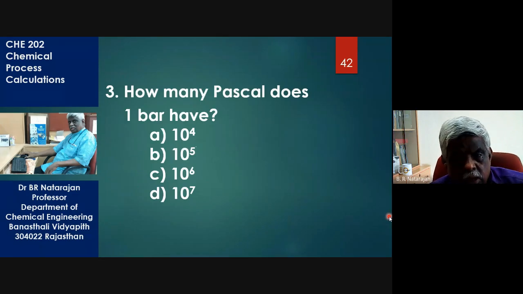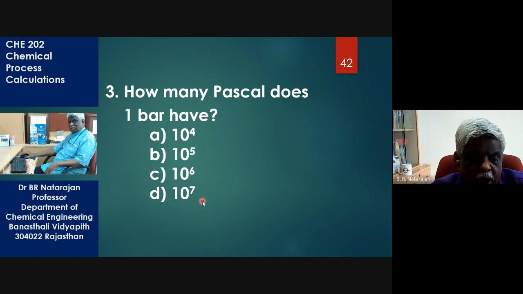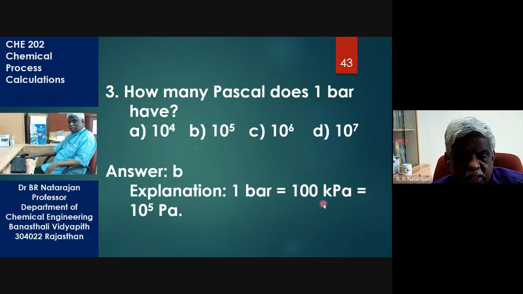One more you see. How many pascal does a bar have? 10 to the power 4, 10 to the power 5, 10 to the power 6, or 10 to the power 7? Again, you know that 1.013 bar is 1 atmosphere and 101.3 kPa is 1 atmosphere, which means 101.3 kilopascal is 1.013 bar. So 1 bar is 100 kPa, right? Which is the same as 10 to the power 5 pascals.